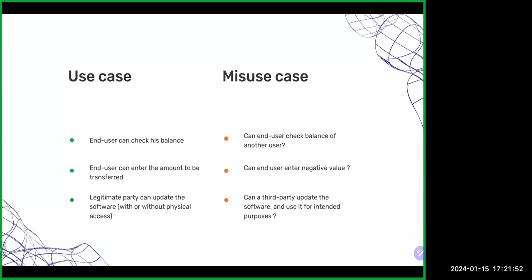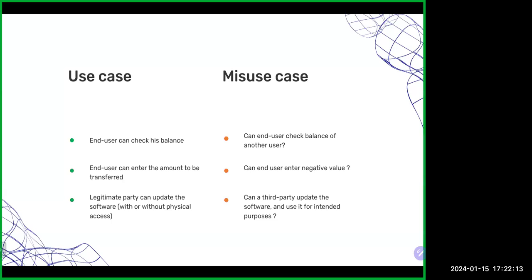So let's say this is a mobile application or even a web application, and the end user is supposed to check his balance and is supposed to enter a number that can be used to transfer certain credit from one user to another, but also the whole application should be upgradable, let's say.